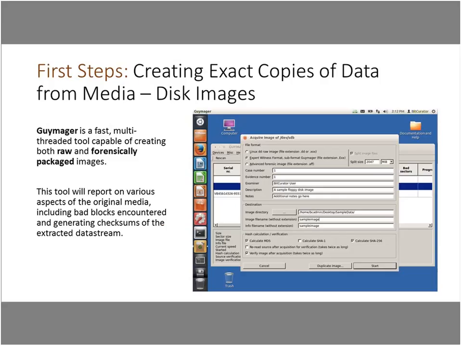There's a really great high-level tool built into BitCreator called Guymager. Guymager is a fast multi-threaded tool that lets you create raw and forensically packaged images. Raw images would be just the byte stream. A forensically packaged image would be that byte stream packaged in a way that includes additional metadata and cyclic redundancy checksums, so that if you have any data loss in the future, parts of the disk image may still be recoverable. This is a very easy to use tool. We've included it to give people options for having GUI-based tools and not just having to use command line tools.